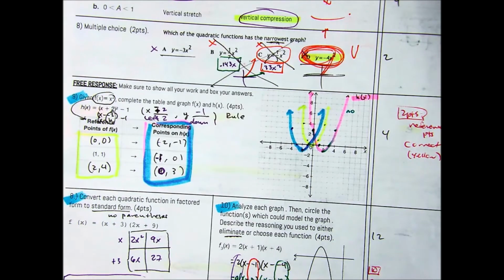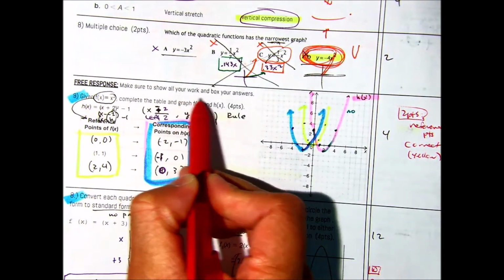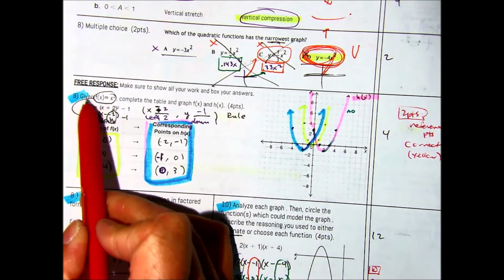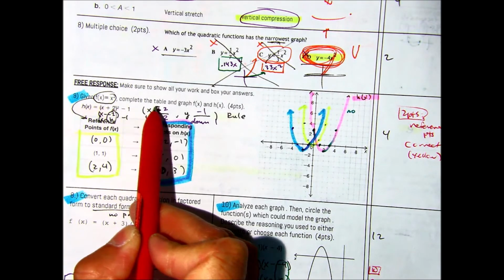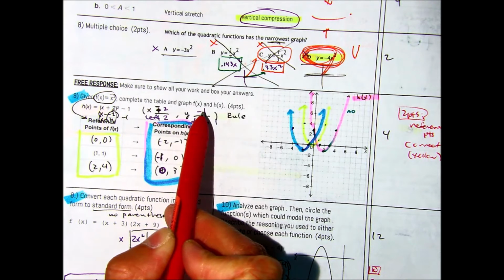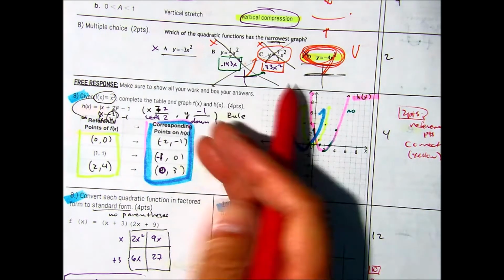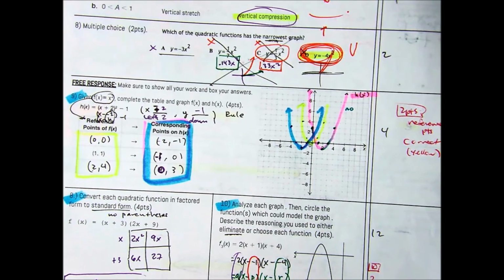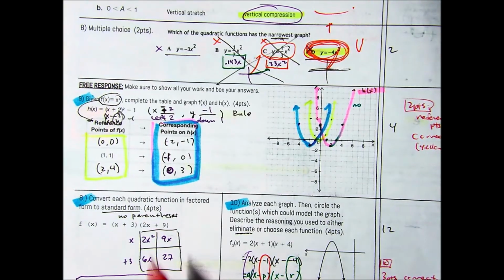Let's talk about the free response. Make sure to show all your work and box your answers. Given f of x equals x squared, complete the table and graph f of x and h of x. Okay? I literally took this from our packets. We've actually done problems like this.